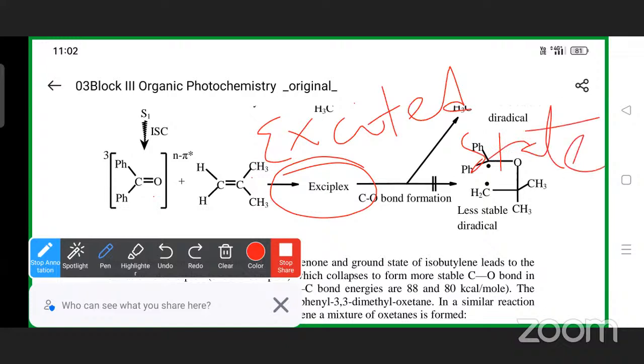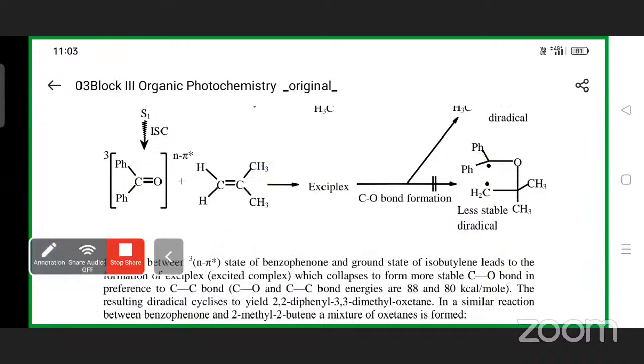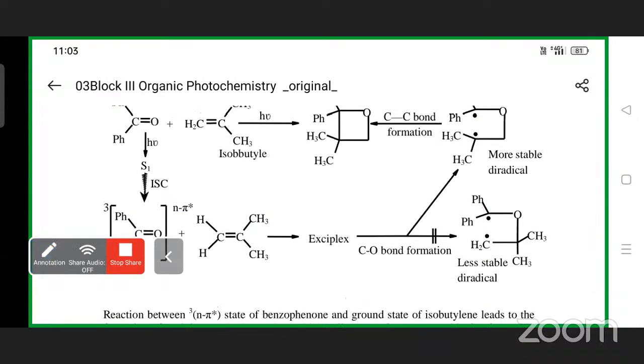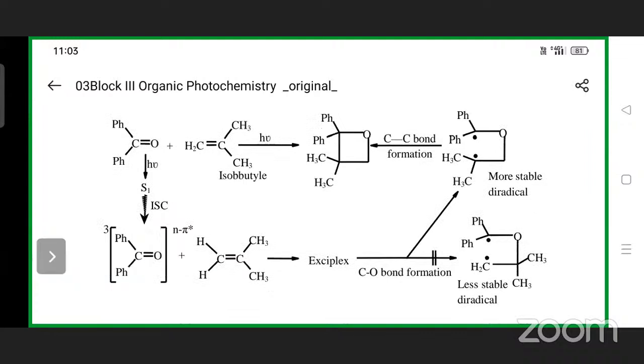Exciplex means an excited state involving both molecules here, benzophenone and olefin, right? So by approaching of these two molecules, it forms some excited state, just a kind of transition state. We call it a transition state in the reaction mechanism, but in photochemistry, we call it the exciplex here. Okay, so in the exciplex, the appropriate bond cleavages take place, right?